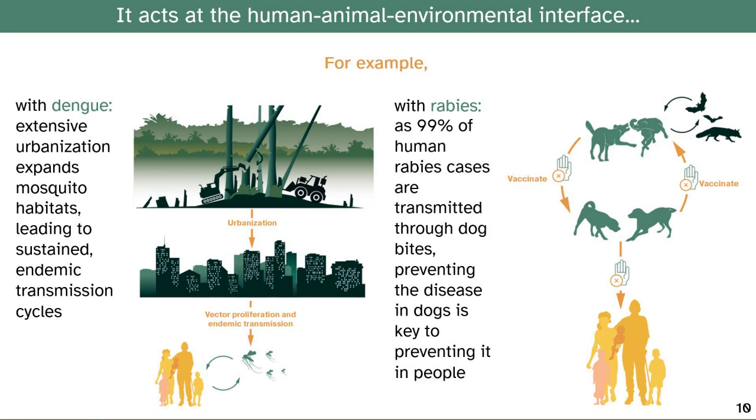As far as rabies is concerned, we know that 99% of human rabies cases are transmitted through dog bites. So preventing the disease in dogs through mass dog vaccination is key to preventing it in people, because mass dog vaccination stops transmission between dogs and from dogs to people. Here, the health of people, dogs, and other animals, pets, livestock or wildlife, who may catch rabies from dogs and further spread it are connected.